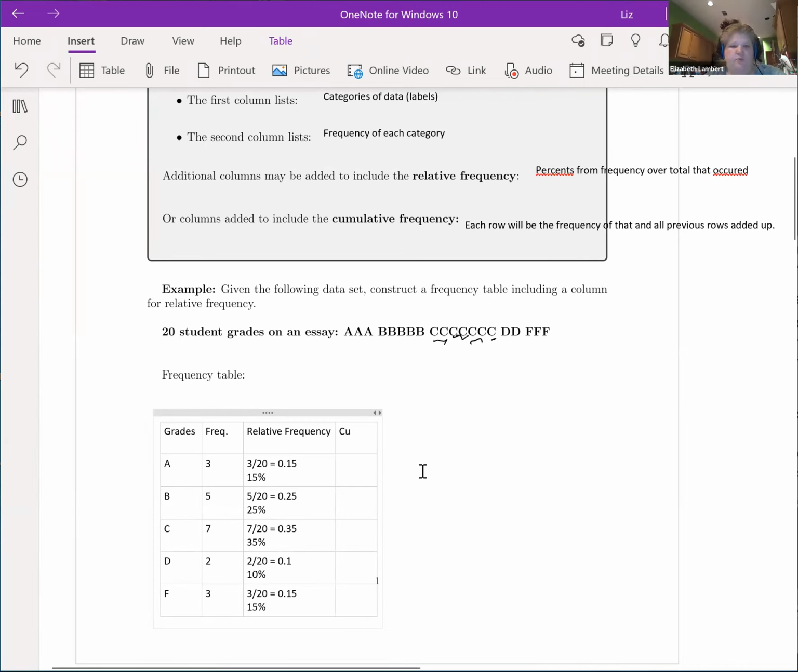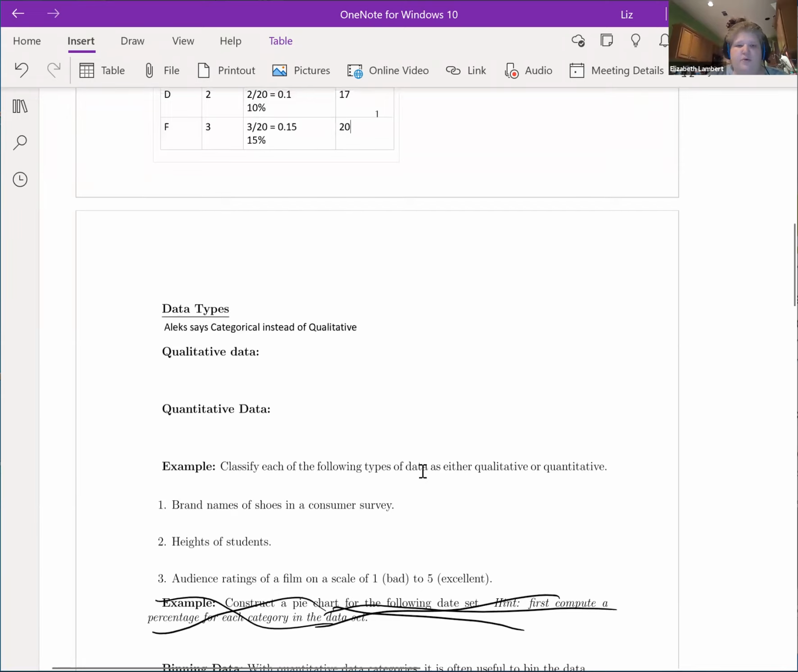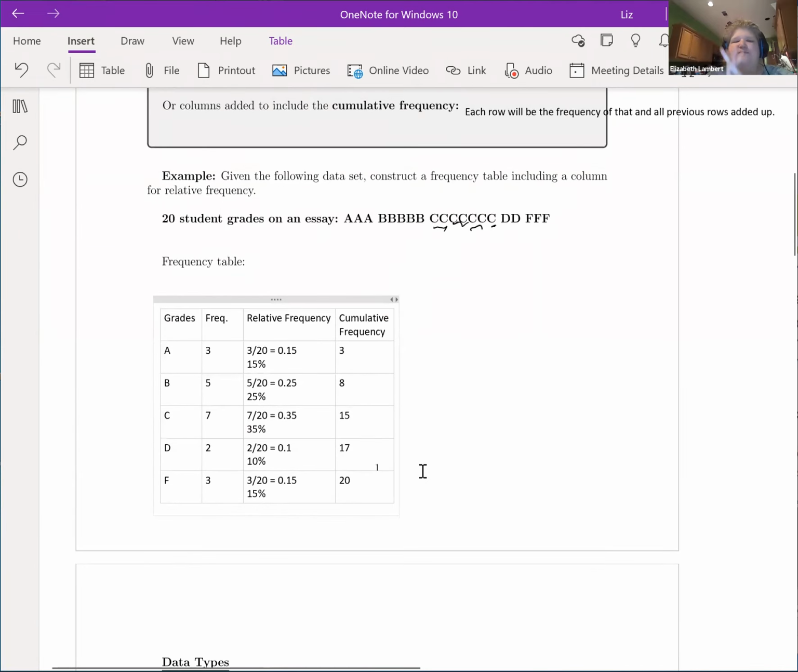Now, cumulative frequency. First row is always going to be the same, 3. Now we have 5, but I'm going to add the previous row to that. So instead of a 5 here, I put an 8. And now I take that 8 and I add the next row, 7. So now this total is 15. I take the 15 and add 2 and I get 17. I take the 17 and add 3, I get 20. So, whoa, there are the cumulative frequencies.